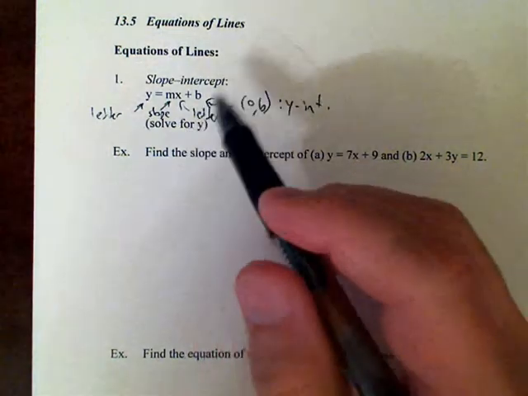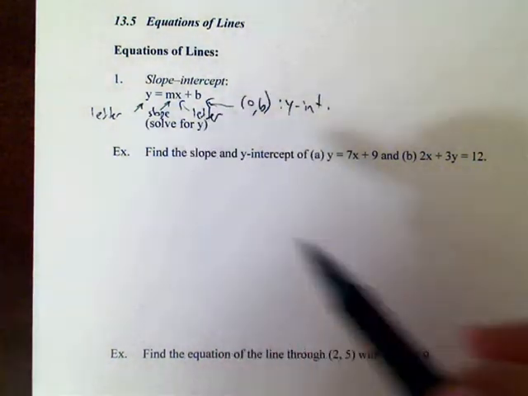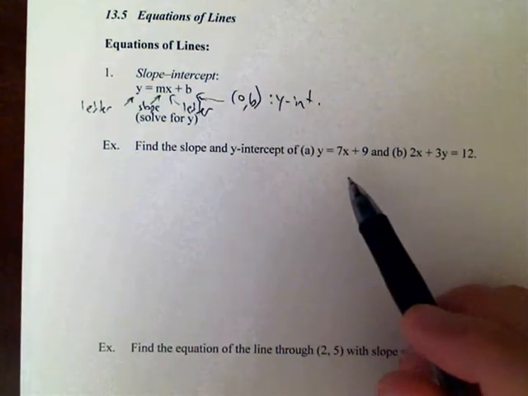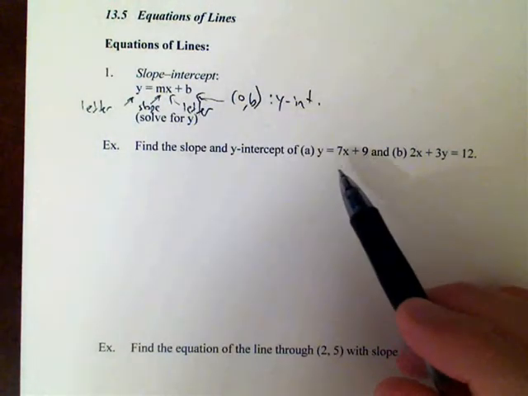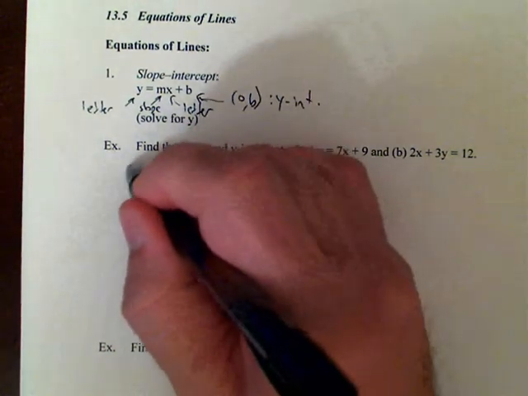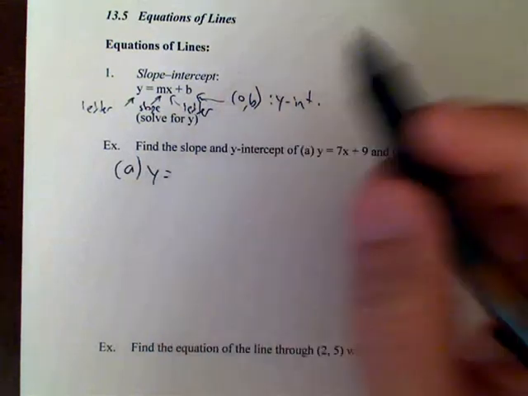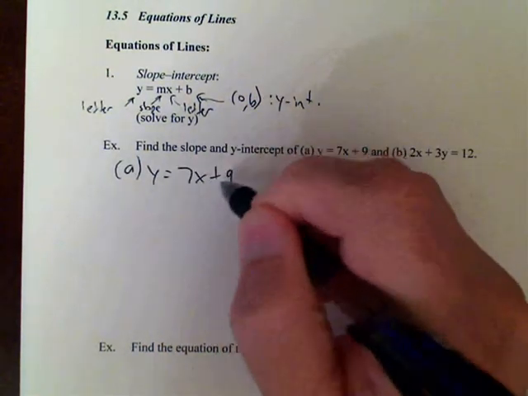Now essentially all this means to do is solve for y. So let's apply this to a question such as this. Find the slope and the y-intercept of each of these lines. Now for the first one, y equals 7x plus 9.